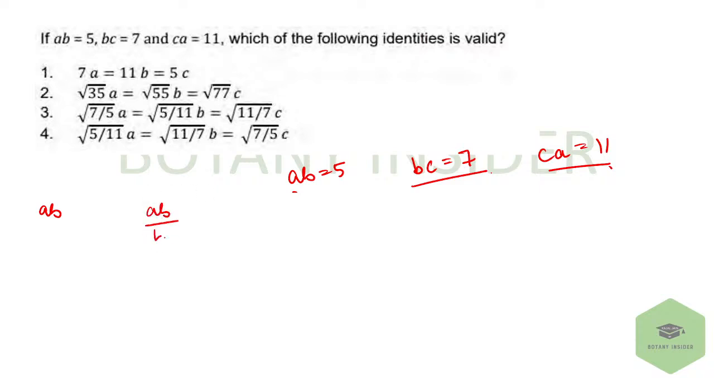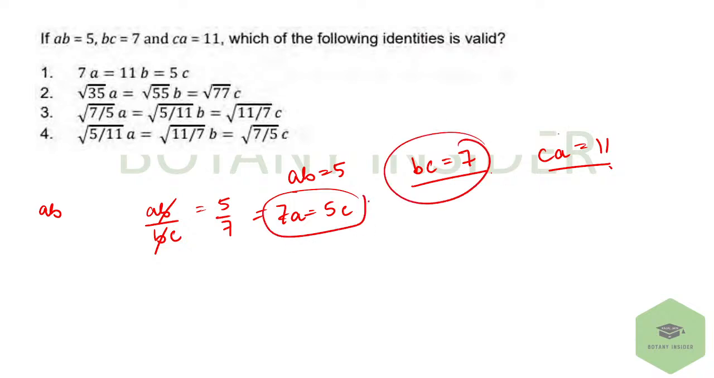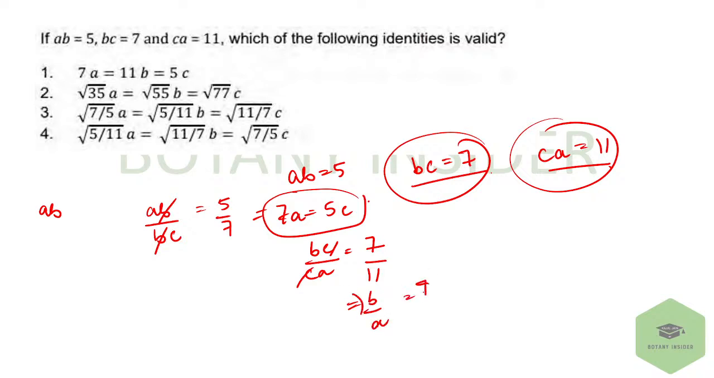So AB upon BC is equal to 5 upon 7. Cancel out the common ones. 7A is equal to 5C. Then between BC and CA, BC upon CA is equal to 7 upon 11. Cancel out the common ones. So B upon A is equal to 7 upon 11. So 11B is equal to 7A.